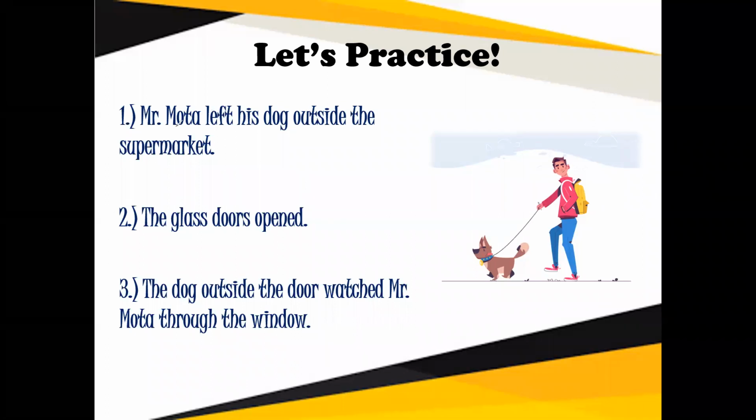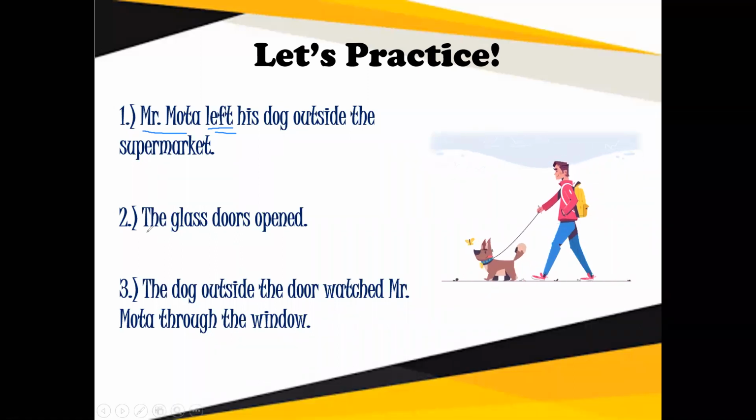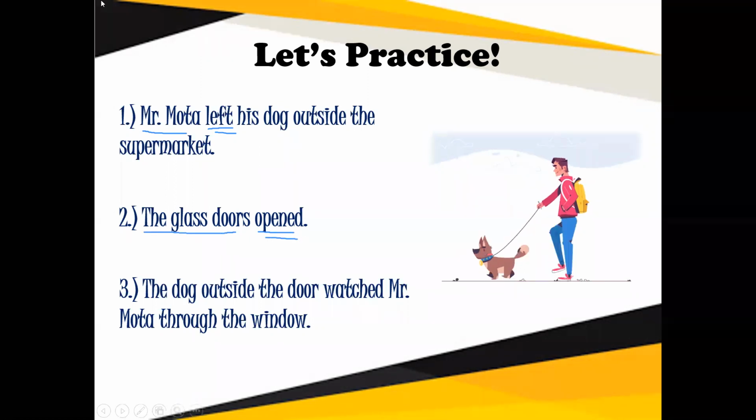So in the first sentence, you have the simple subject, Mr. Moda, and the simple predicate, left. In the second sentence, you have the simple subject, doors, and the simple predicate, opened. And in the third sentence, you have the simple subject, dog, and the simple predicate, watched.